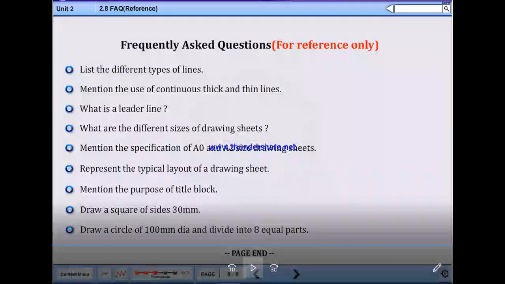What are the different sizes of drawing sheets? Mention the specifications of A0, A1 and A2 size drawing sheets. Represent the typical layout of drawing sheet. Mention the purpose of title box. Draw a square of sides 30 mm. Draw a circle of 100 mm dia and divide into 8 equal parts.